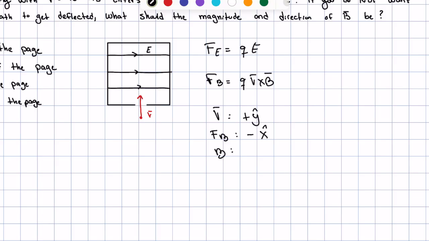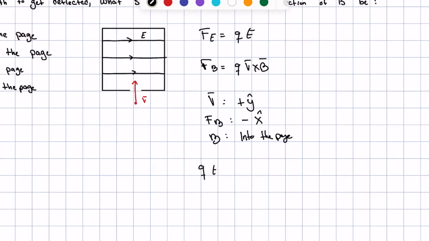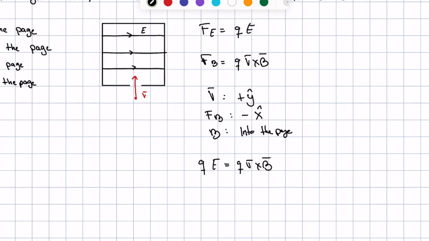What we're going to do is point our index finger in the direction of plus y. Our thumb is going to go in the direction of negative x. And then you see that your middle finger is pointing into the page. As for the magnitude, QE has to be equal to QV cross B for them to perfectly cancel out, which means that E is equal to VB sine theta, but because V and B are perpendicular to one another, sine theta goes away. So that means that B is equal to E divided by V.